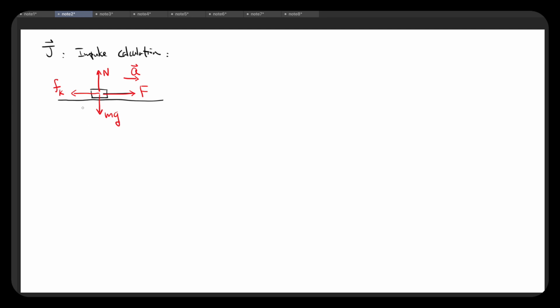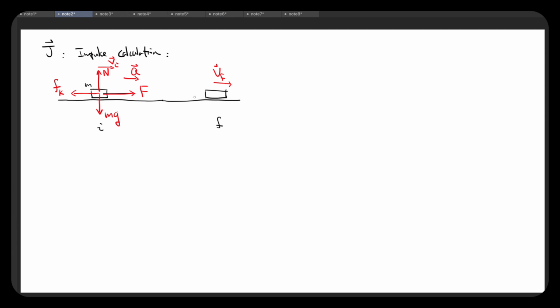Now for this system, let's see how we can calculate the impulse. Suppose this object moves from this initial position to this final position. We also know the final velocity, let's call this V final, and the initial velocity, V initial. The object's mass, of course, is m.